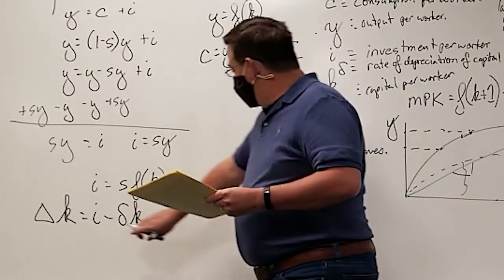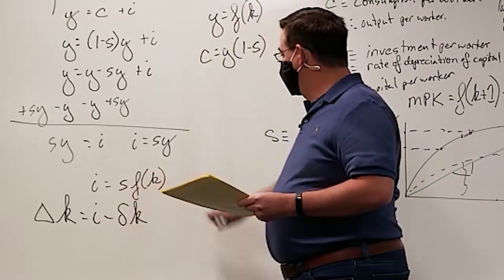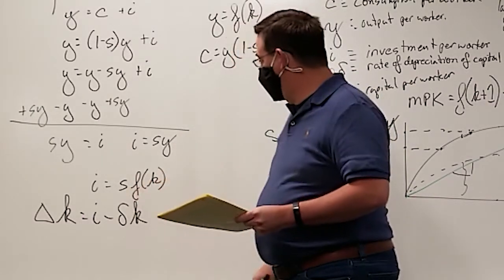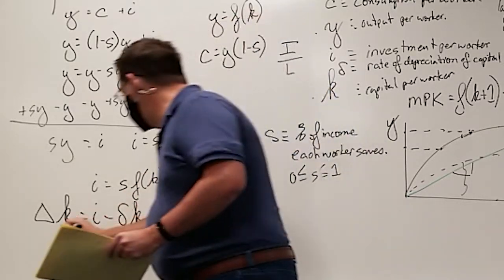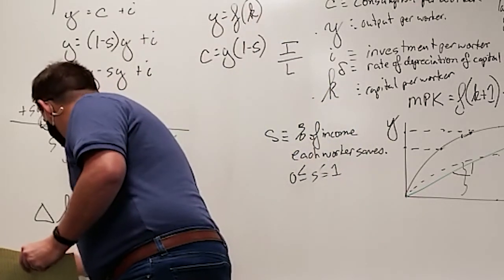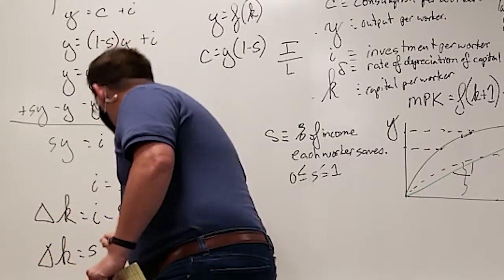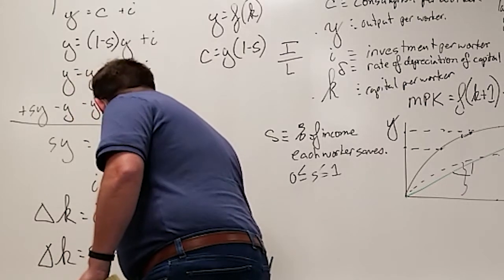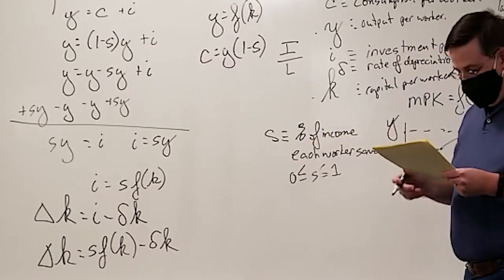Now we already have a definition for investment. It's sY, and furthermore, it's s f(k). So we can substitute this in for that. And so then the change in capital per worker is equal to the savings rate of whatever it is that we are producing minus the rate at which the capital that we have is wearing out.